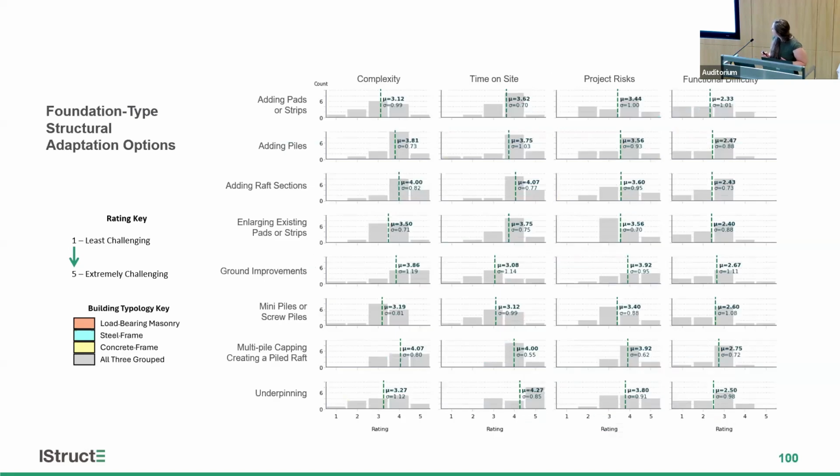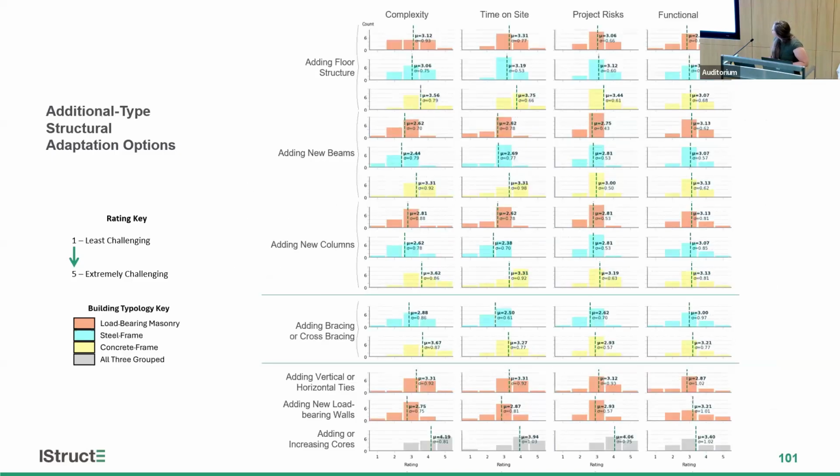So that's strengthening. Our foundation types, we left them all non-distinguished, so all is grouped together, as the foundations were deemed to have less of an impact on the superstructure. And you can see for example, the functional difficulty is more or less the same for all of them. But we can also see that mini piles or screw piles was deemed the least challenging of these options in order to adapt your foundations.